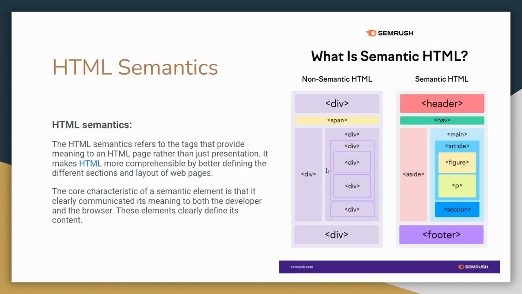Now, let's talk about HTML semantics. HTML semantics refers to the tags that provide meaning to an HTML page rather than just representing it. It makes HTML more comprehensible by better defining different sections and layouts of the web. The core characteristic of a semantic element is that it clearly communicates its meaning to both the developer and the browser. This element clearly defines its content. Now let me explain what this means.